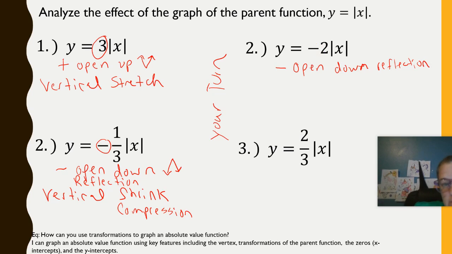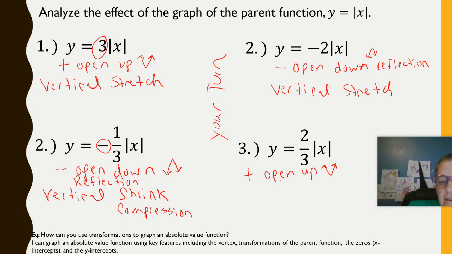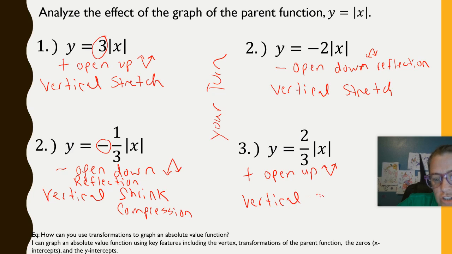And since that 2 is a bigger number, it's going to be a vertical stretch. Okay, the bigger the number, the more it stretches. Notice here, 2/3. That is a small number. It's positive, it's going to open up. So it's just going to be a V that goes up, where here this is a V that goes down. And 2/3 is less than 1, so it's going to be a vertical shrink or compression.